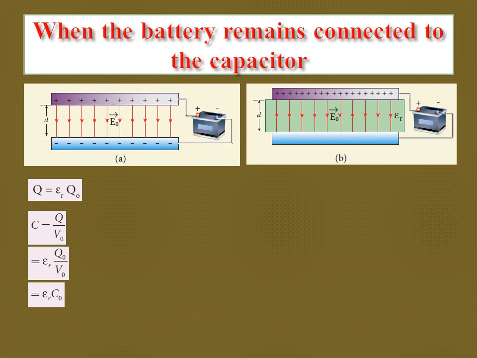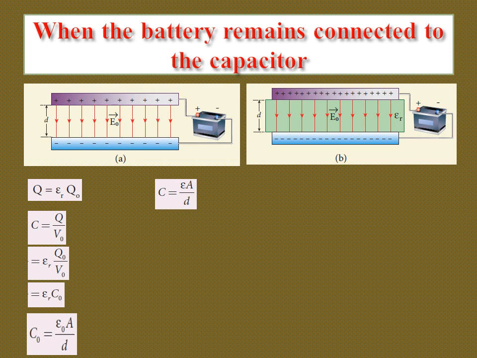However, the reason for the increase in capacitance in this case, when the battery remains connected, is different from the case when the battery is disconnected before introducing the dielectric, which we saw in the previous equation. Now, C naught is equal to epsilon naught A by d. I hope you know how you got it, because the capacitance of a parallel plate capacitor is given as epsilon naught A by d, which we derived in the previous equations. Therefore, C is represented as epsilon A by d.